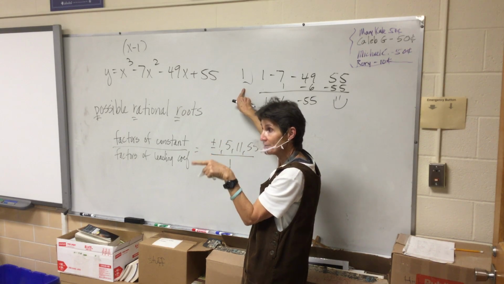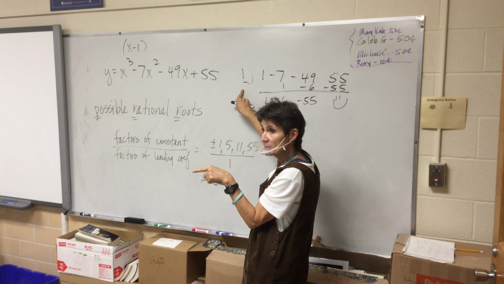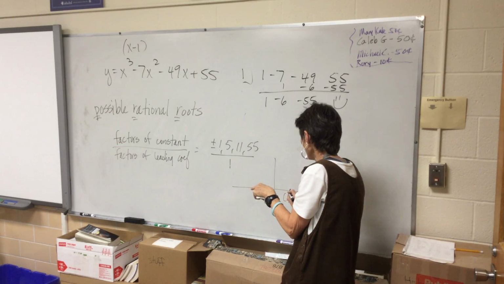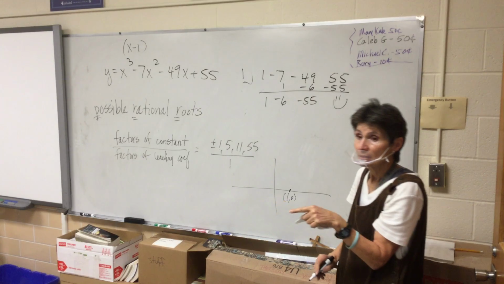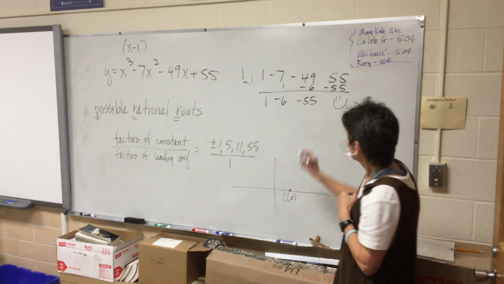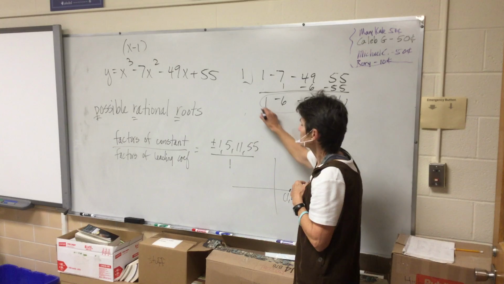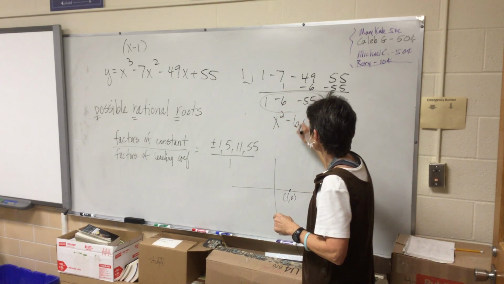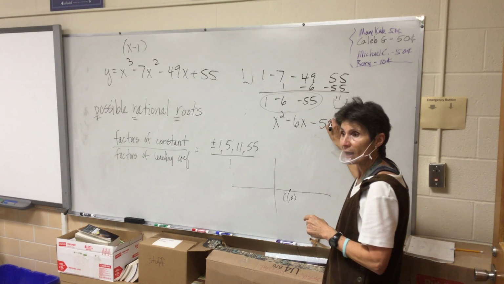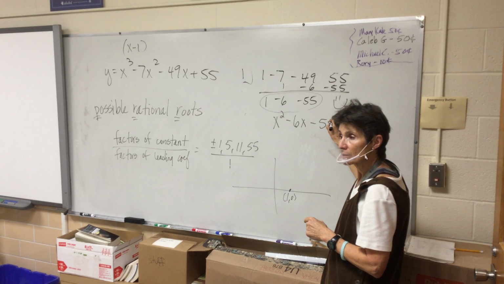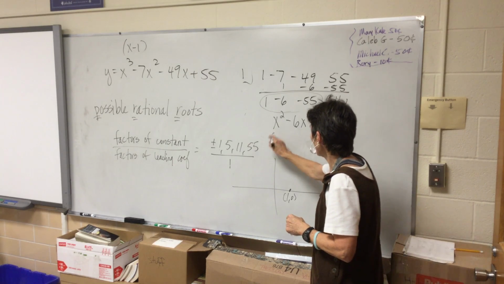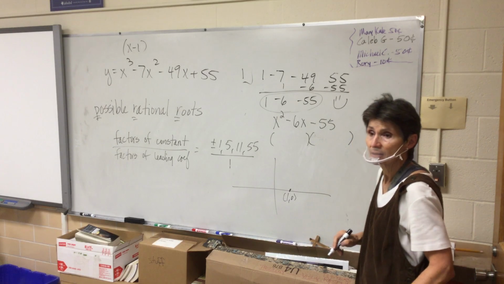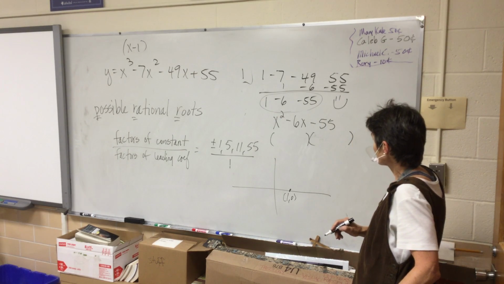Remember, to graph this, I had to factor it to get my x-intercepts. Now I know there's 1 at 1. Now here's the good news. What's this? X squared minus 6x minus 55. Well, wait a minute. That's a quadratic. Can I just factor that? How does that factor?